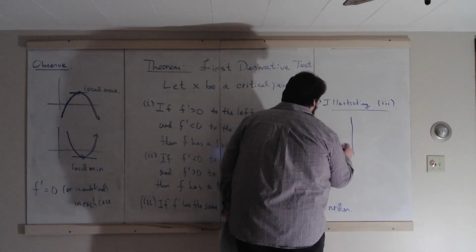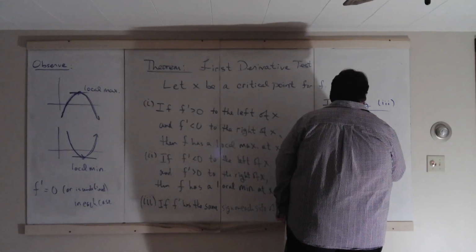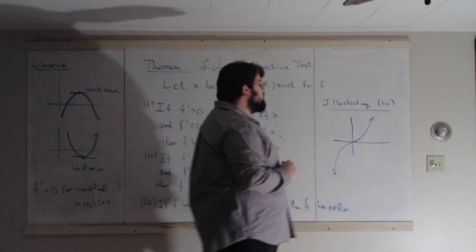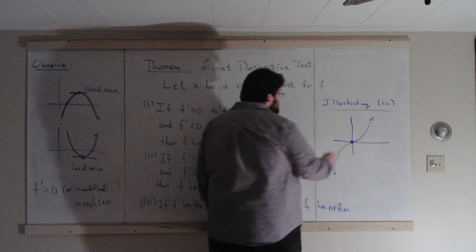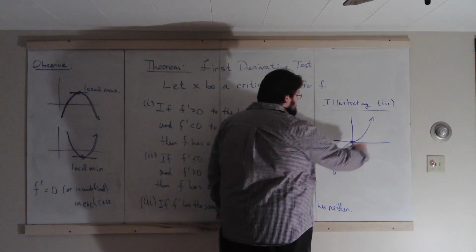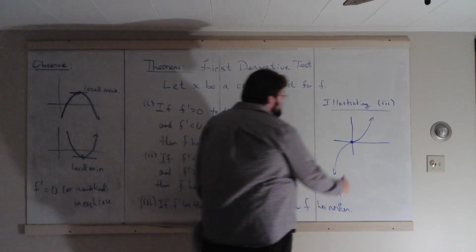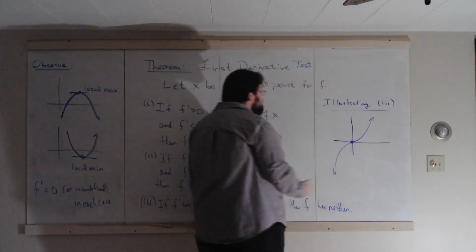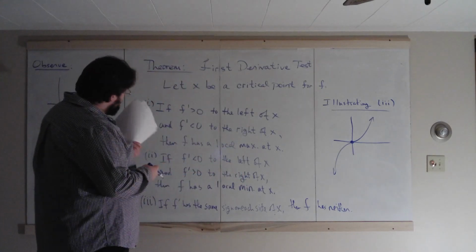How do I want to draw it? How about like this? Actually, let's just do the cube root function. Right there, if you take the point x equals 0, well, the function is increasing over here, so its derivative is positive, and the function is increasing over here, the derivative is positive. So on the left of 0, the derivative is positive. On the right of 0, the derivative is positive. And at 0, there is not a local maximum or a local minimum.